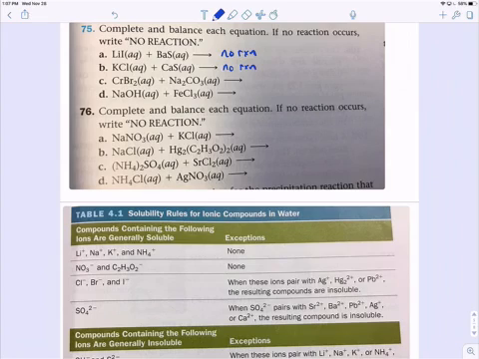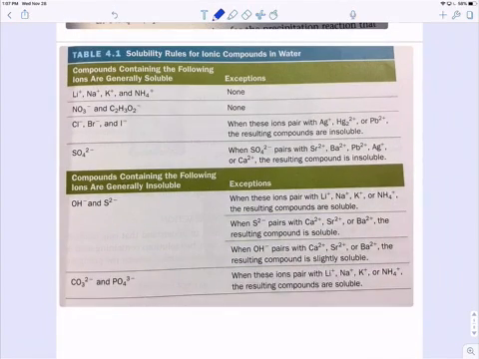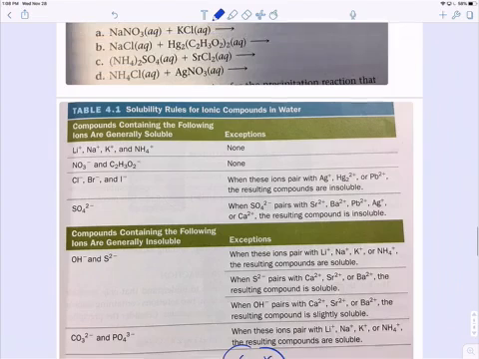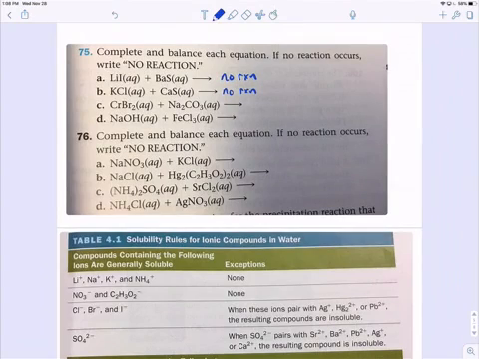So chromium is going to bind with the carbonate. Carbonate is down here. Carbonate tends to be insoluble with the exception of the alkali and ammonium. Chromium is not on this list. So that means this will form chromium carbonate, Cr2(CO3)3 solid, plus 6NaBr aqueous will form.